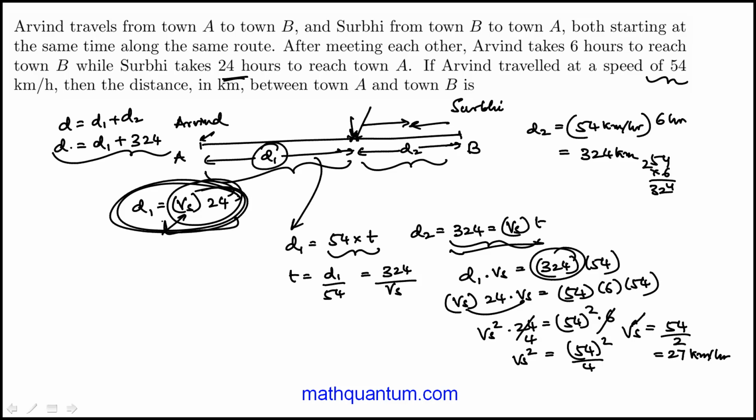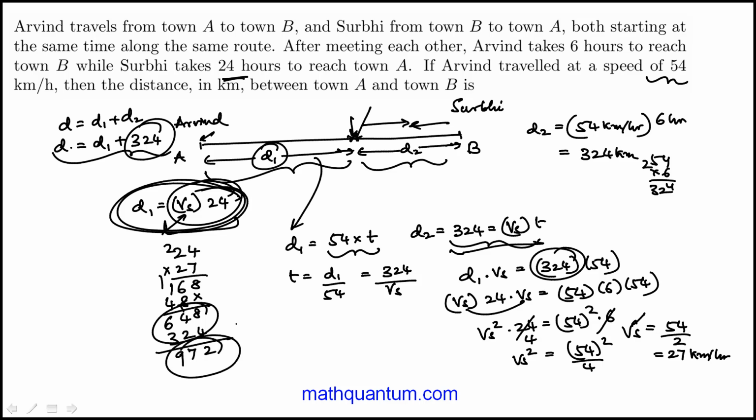So that means I can calculate D1. And you can use a calculator here. So that would be 648 kilometers. I have to add 324 to that to give me the total distance. And I get 972 kilometers as the distance between the two towns.